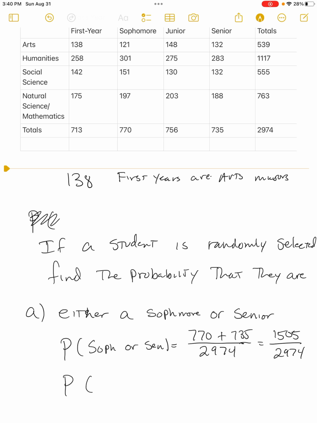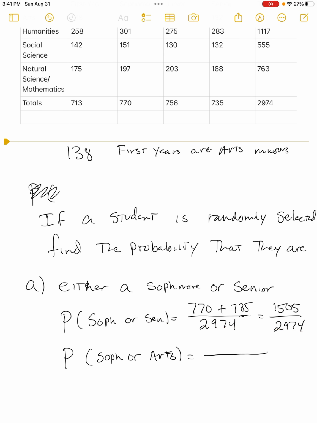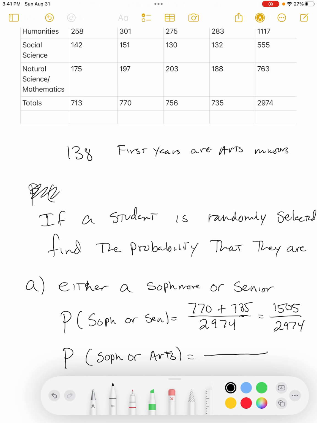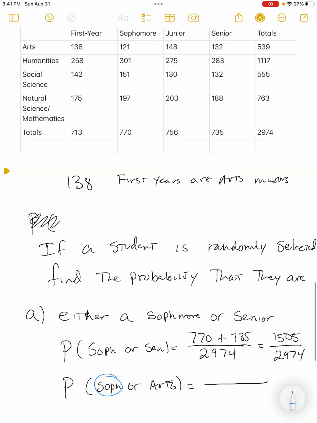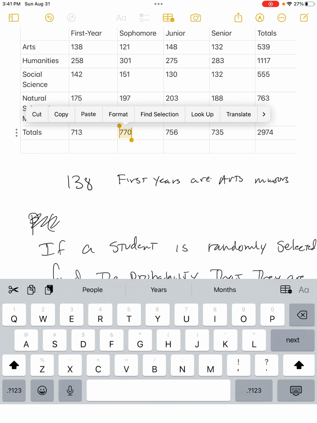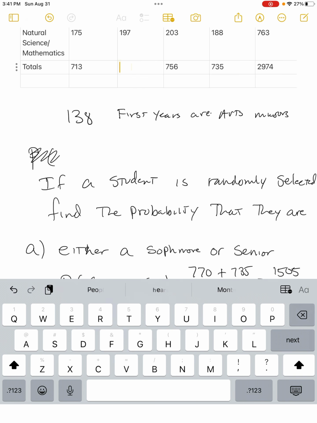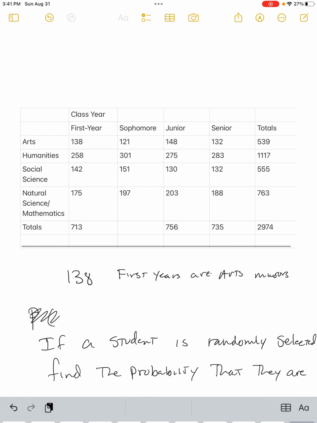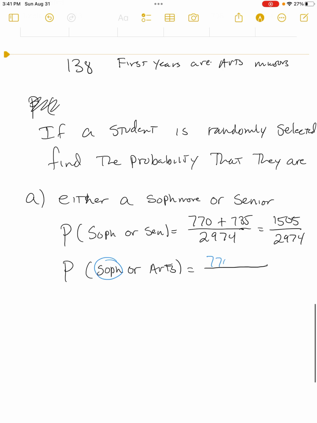What about something like this? The probability that they're a sophomore or an arts major. Well, how would I do that? The first thing that I would do is I would say to myself, okay, what's the first thing that they asked for? The first thing that they asked for is being a sophomore. So I go up here and realize, well, I already know there's 770 sophomores. And perfect. So I come down here and say that there's 770, same 770 that I had before.